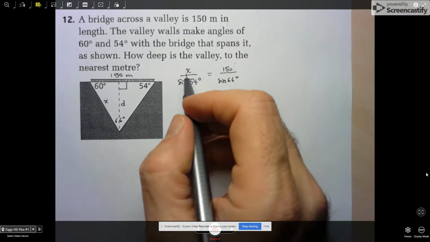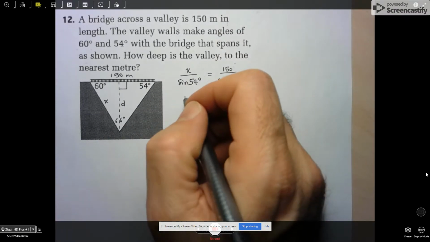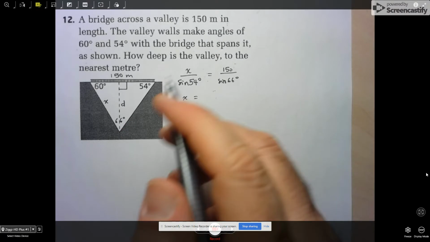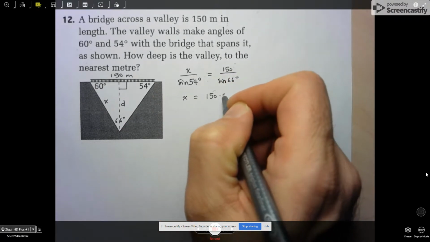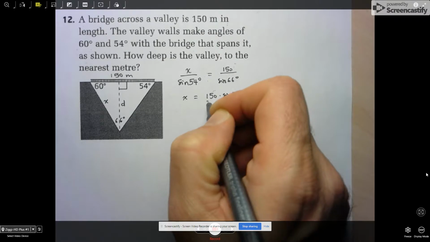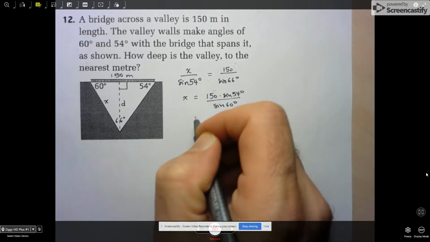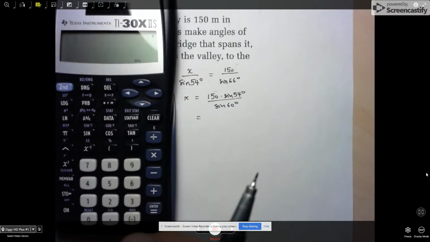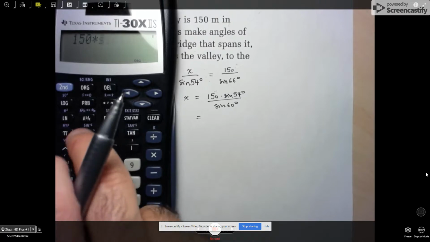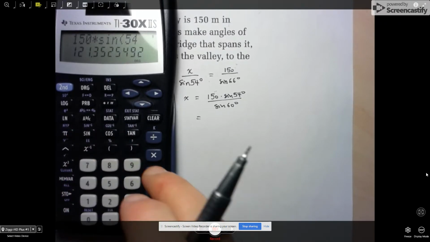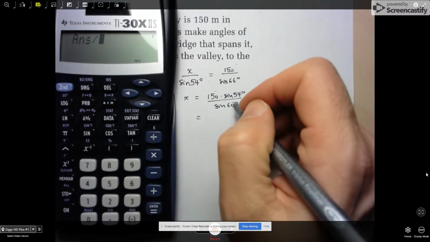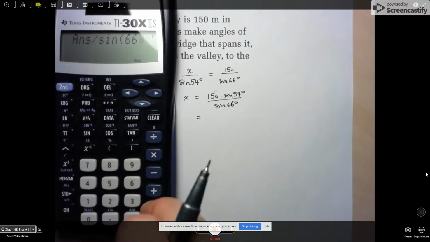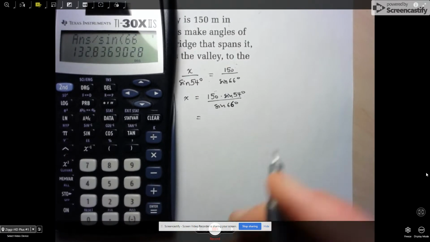All right, and because we have the variable in the numerator, it makes it a lot easier to solve because I just have to multiply both sides of the equation by sine of 54. So 150 times sine of 54 divided by sine of 66. And notice how I wait till the very end to do my approximation. So let's do that here. 150 times sine of 54, divided by sine of 66, and that is 132.8.